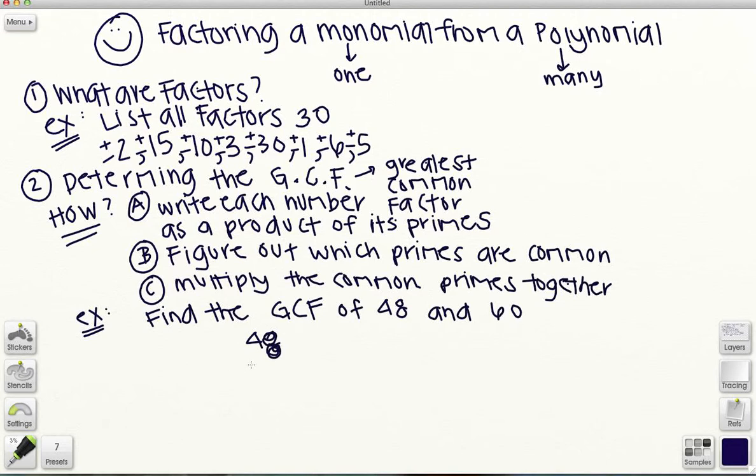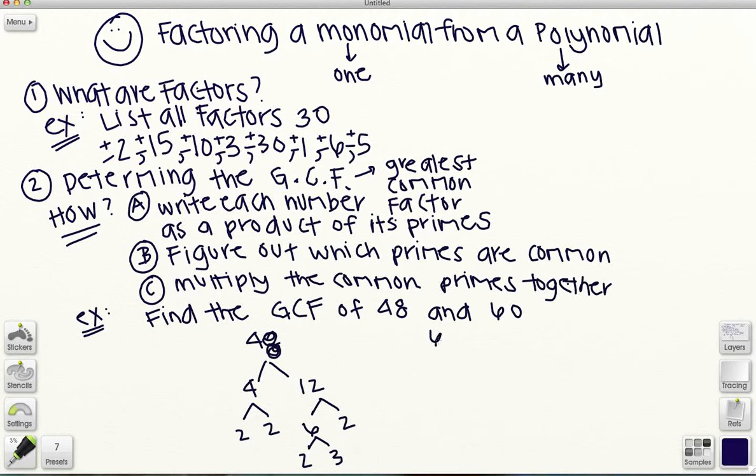You write 48, and then we're going to make a little tree. We're going to think of numbers that we can multiply together to equal 48. One that's popping into my head is 4 and 12. Can I think of any factors that go into 4? I can think of 2 and 2. And 12, I can think of 6 and 2. I can't break down a 2, it's a prime number, but I can break down a 6 into a 2 and a 3. So the prime factors of 48 are 2, 2, 2, 3, and 2.